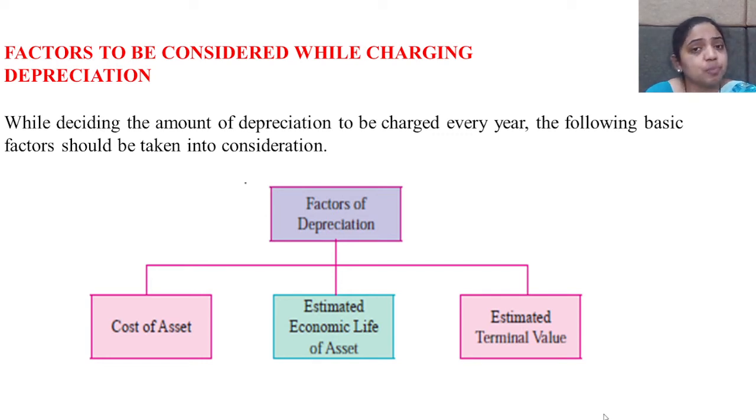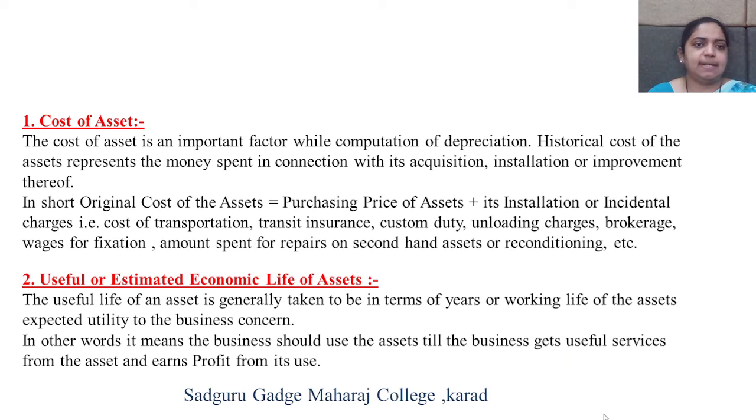This is a very important point. While deciding the amount of depreciation to be charged every year, the following basic factors should be taken into consideration. Remember, when you are charging depreciation, these 3 factors in front of you, you have to consider. First, cost of an asset. Second, estimated economic life of an asset. Third, estimated terminal value. Let's start with the first one, cost of an asset.